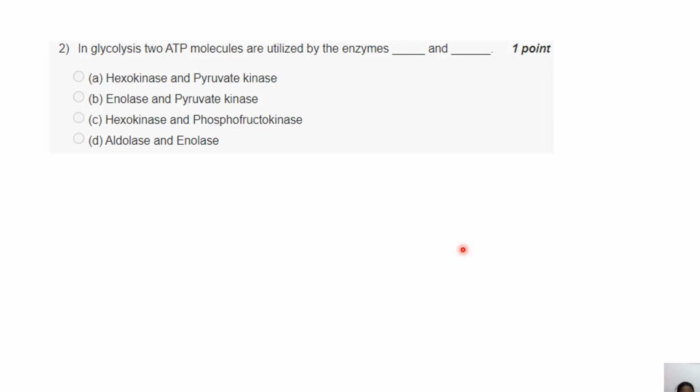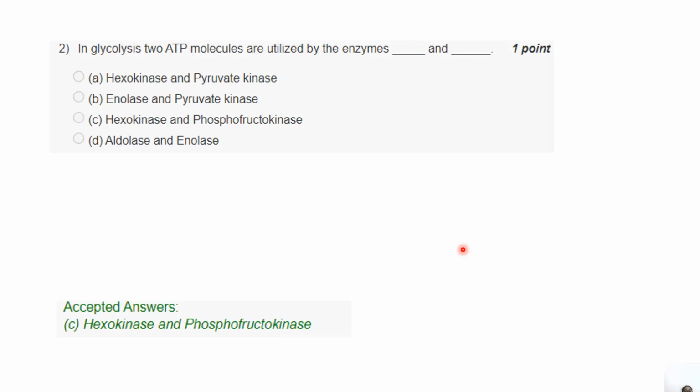Ma'am, option C, hexokinase and phosphofructokinase. Okay. I'll wait for 1 more minute, then I'll move on. Okay, so the answer is right, hexokinase and phosphofructokinase.